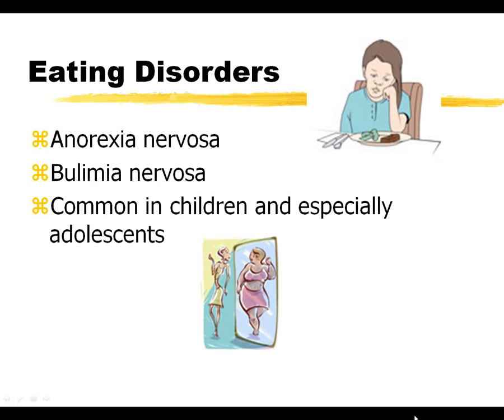Eating disorders include anorexia nervosa and bulimia nervosa, and they're common in children and especially adolescents. Anorexia is simply a loss of appetite and can be due to an organic or medical cause. Anorexia nervosa is something else. The mortality rate associated with these eating disorders is the highest of all major psychiatric disorders.